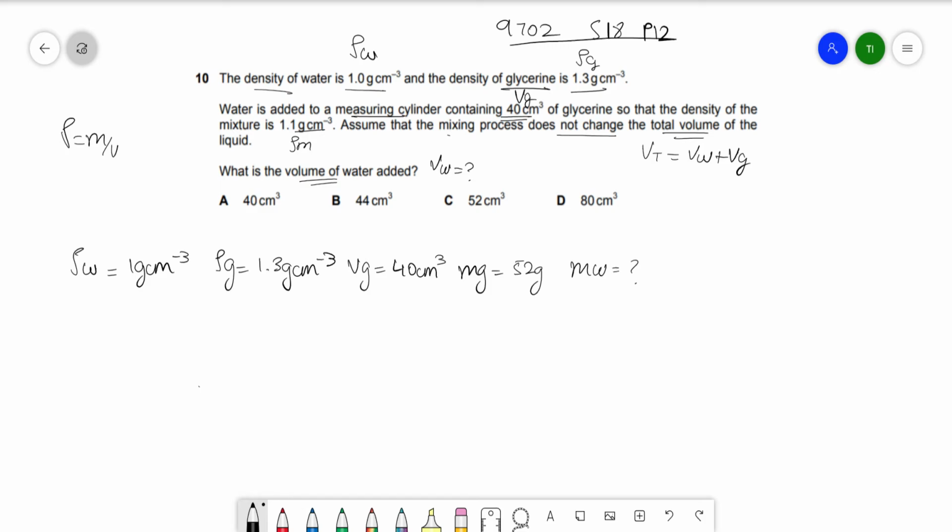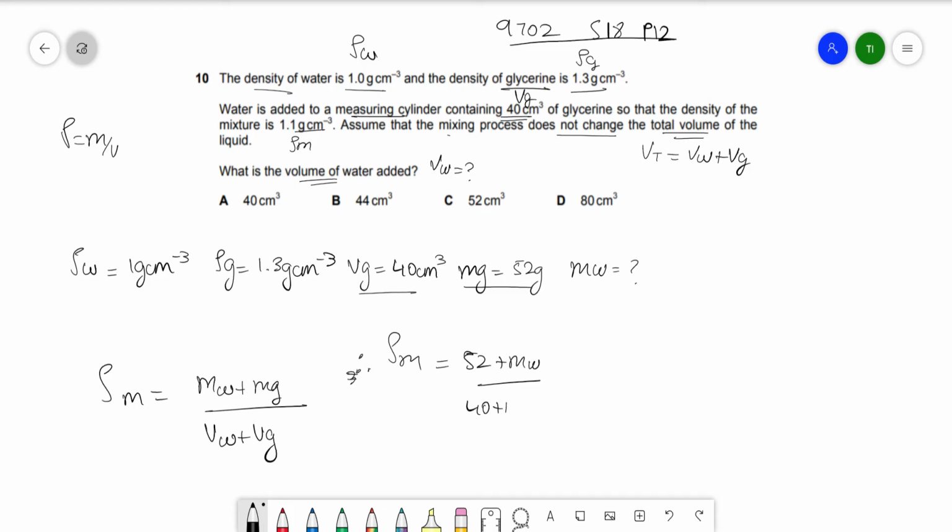So the density of the mixture follows this equation: the mass of water plus the mass of glycerine divided by the volume of water plus the volume of glycerine, right? So you'll see that two of the things over here we've already been given, which is the mass of glycerine and the volume of glycerine. So rho m becomes 52 plus mass of water divided by 40 plus volume of water, right?